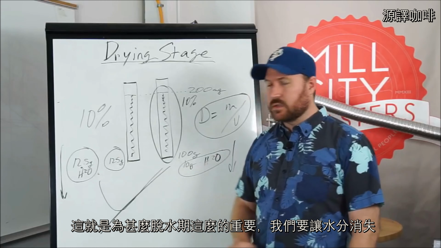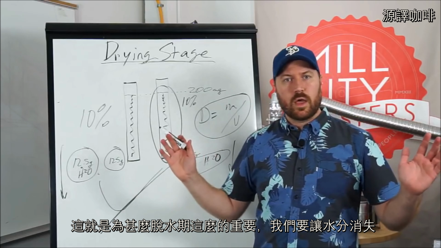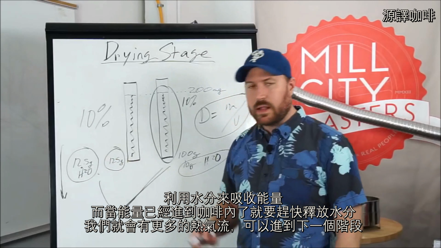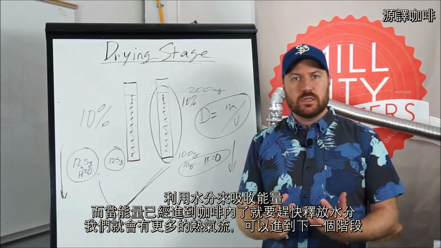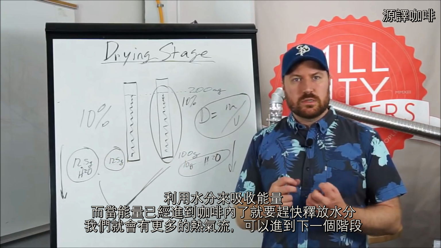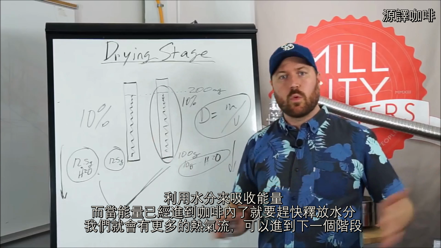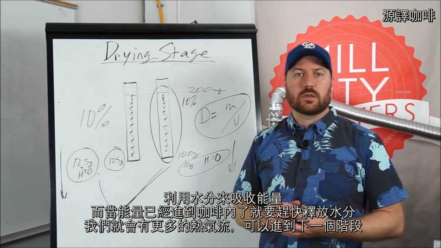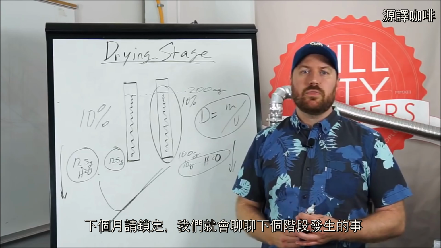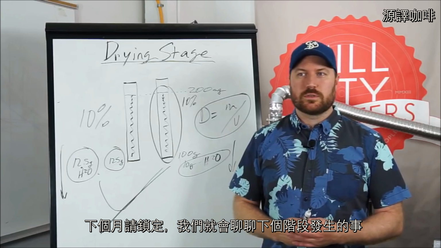So that's why drying is so important. We need to get that moisture out of the way. Use the moisture while it's there to pull energy into the seed. Once that energy is there, we release the moisture, we have more airflow, and we can move through the next reactions, which come back next month, and we'll talk about those.